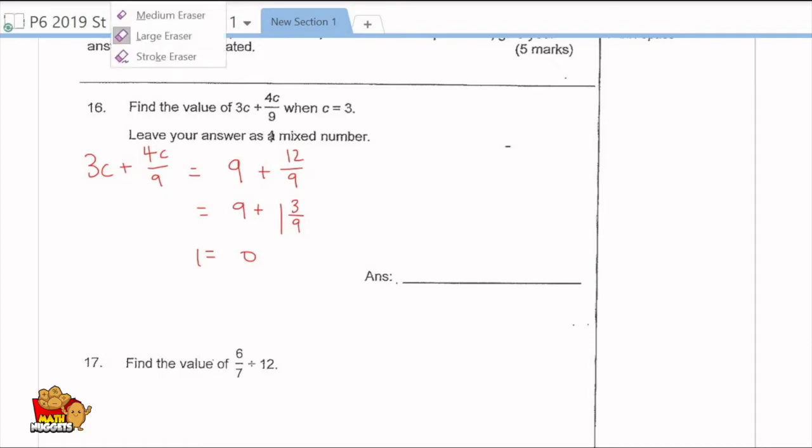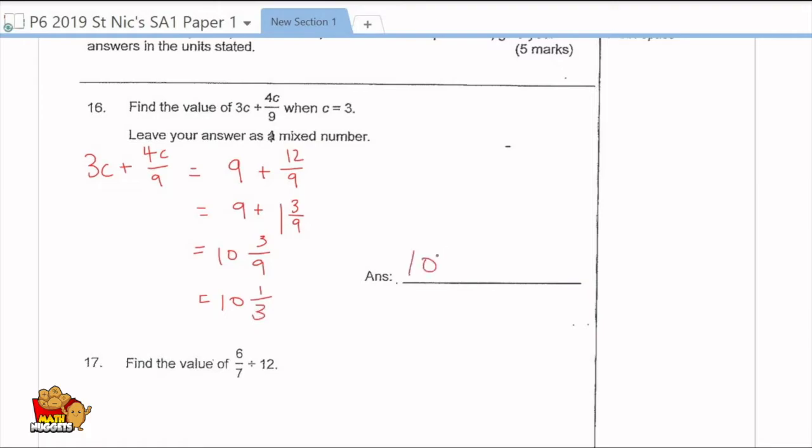Get the eraser. Which is equal to 10 wholes, 3 out of 9, and if I simplify, it's 10 and 1/3.